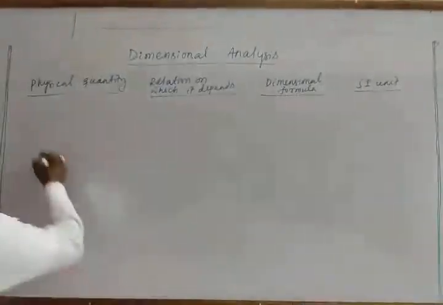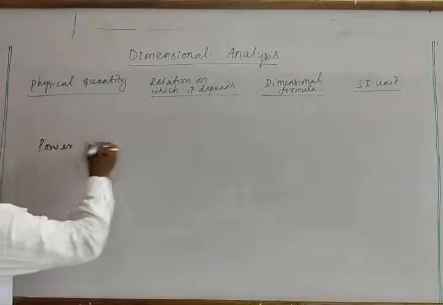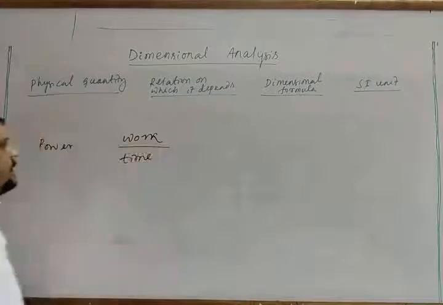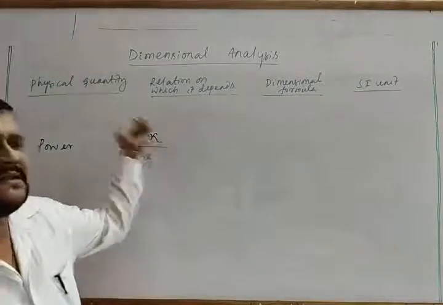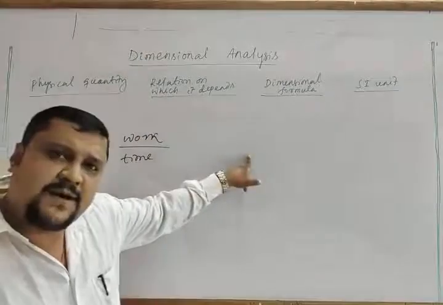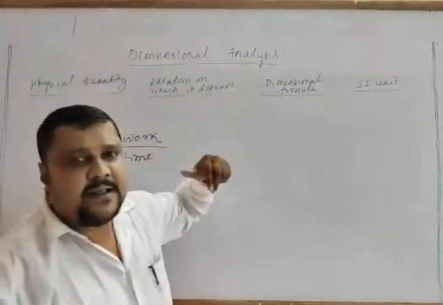So power is equal to work by time. If you don't know the work dimension, then you have to calculate that work. Work is equal to force into displacement. Displacement is fundamental, but work and force are not fundamental. They are derived.